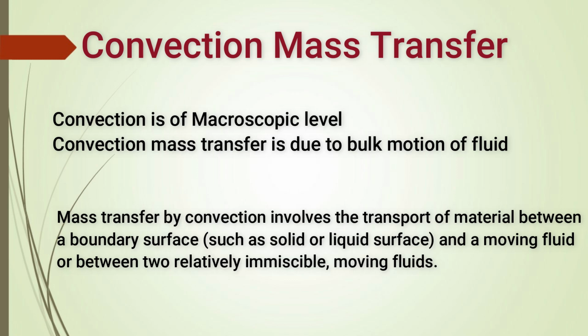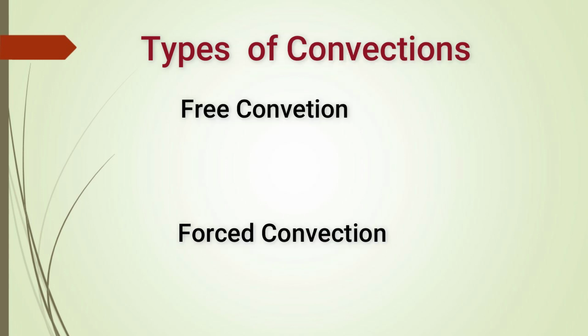The second mode of mass transfer is convection mass transfer, and it is of macroscopic level. The convection mass transfer is due to the bulk motion of fluid. So here the fluid motion should be there. That is, the mass transfer by convection involves the transport of material between a boundary surface and a moving fluid, or between two relatively immiscible moving fluids. Here also there are two types of convection mass transfer: one is free convection and the other one is forced convection.